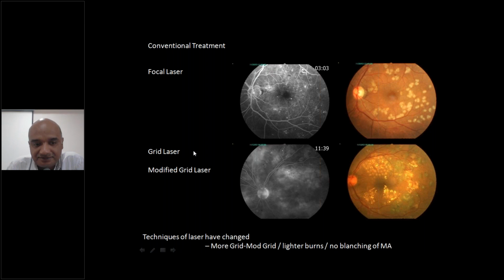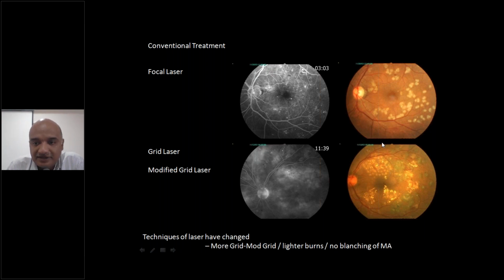Now what is grid laser? Grid laser is used when there is edema. If you see this fluorescein angiography, there is a diffuse hyperfluorescence in the macula, which means this complete area is edematous. You cannot identify a point leakage, so what you do there is give a grid. Grid is nothing but giving lasers all around wherever there is a diffuse leakage. So this is called grid laser.